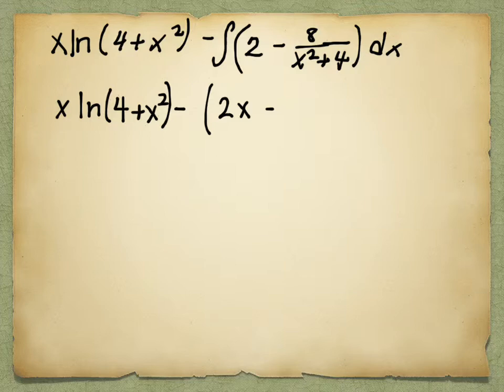What do you do with 8 over x squared plus 4? Do you remember, Nidra? What's that? We are separating the integrals. We did the first piece already. That's the 2x part. Now I'm looking at the integral for the second piece. So what will the integral for that second piece be?